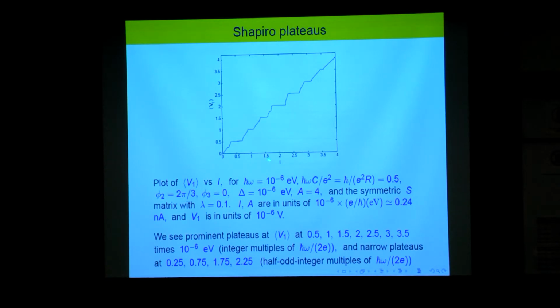Okay, so there's a picture of the time average value of V1 versus I, and you see plateaus at integer multiples of h cross omega by 2e, which are the easier to see plateaus. But if you look very closely, there are also plateaus at half odd integer values of omega, one here, one here, one here, and so on.